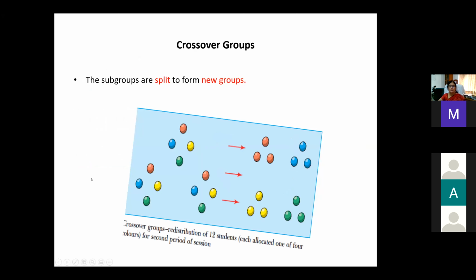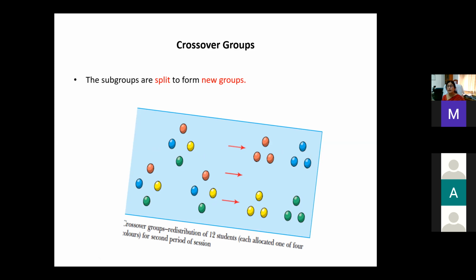Next is crossover group. Now this, if you wish that initially you have made 3 groups and from 3 groups you wish to make 4 groups. So this is a very simple method. You just ask them to say 1, 2, 3, 4, 1, 2, 3, 4. All number ones will be in one group, all number twos in one group, all number threes in one group, like that. So whichever the initial number of groups and whatever number you wish to make from that particular initial groups, you can make it within 2 minutes.